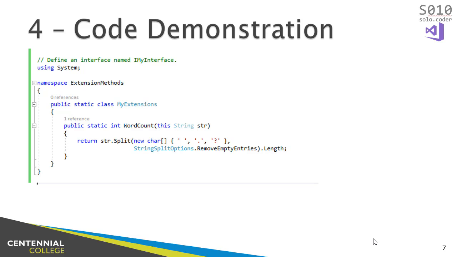So string is an object, it uses a method, and WordCount is a method from this static class called MyExtensions. This could be called anything you want. But because of the syntax here, WordCount becomes an extension of strings for our application. It's a new method that you create for a string now. Okay? Okay, any more questions?